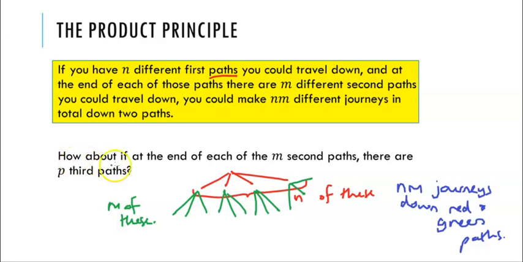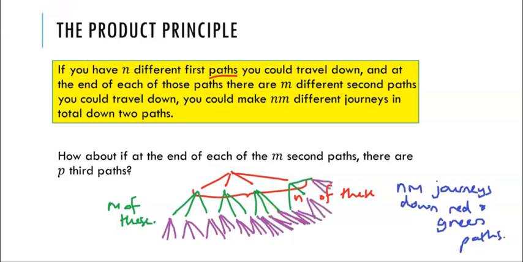And then it says at the bottom here, how about if at the end of the m second paths there are p third paths? So there's p paths here. I'm kind of running out of room, but hopefully you get the idea. Feel like I'm going to get called out on my picture here, but yeah, there are p of these at the end of each of the branches, so that gives us a total of n times m times p different journeys.